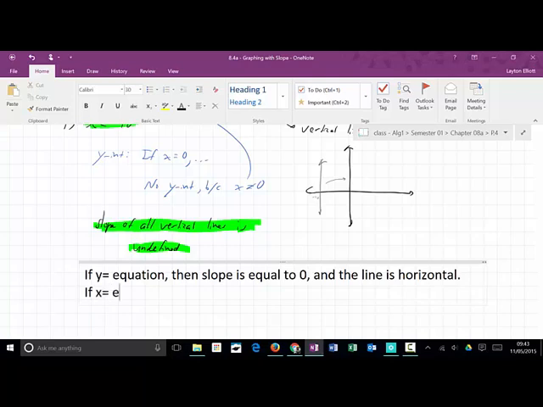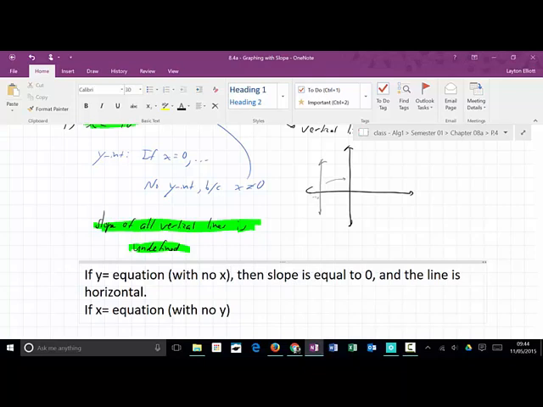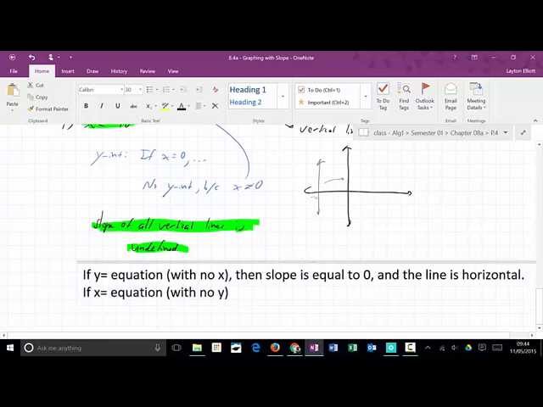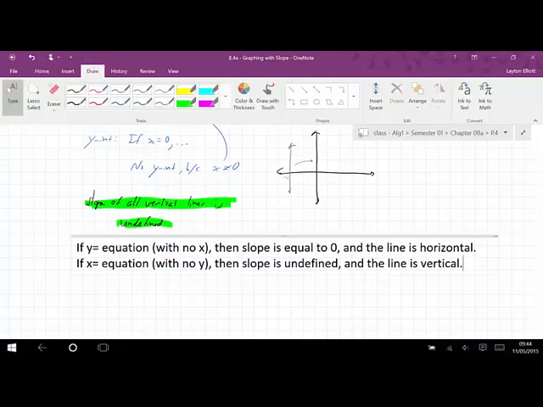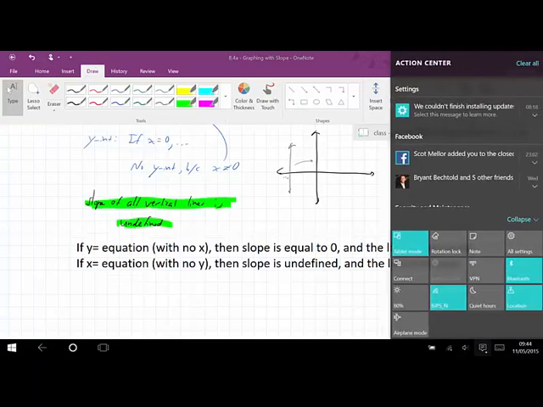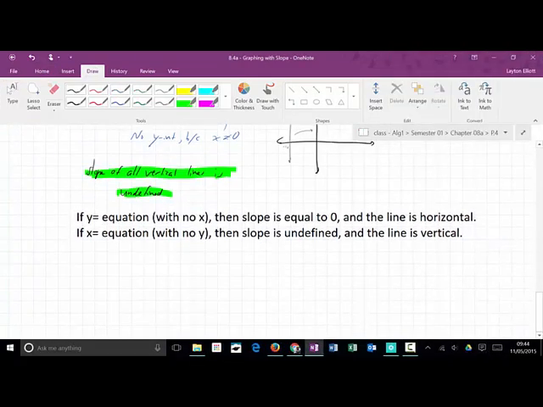If you have an x equals equation, and I'm going to modify this with no y, and this is a y equals equation with no x. But if you have an x equals equation, then the slope is undefined and the line is vertical. I can't think of two more important facts to remember in this chapter than those two, or to reason through. And I like reasoning through. This is why these next couple examples are going to show us this, because we can always figure this out.